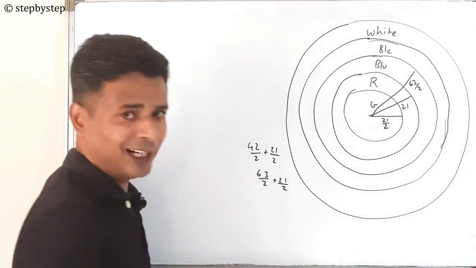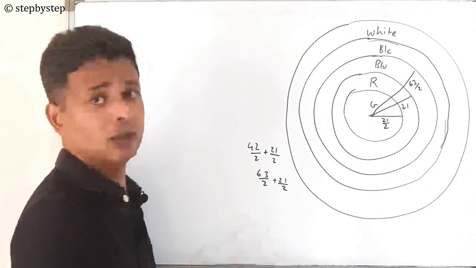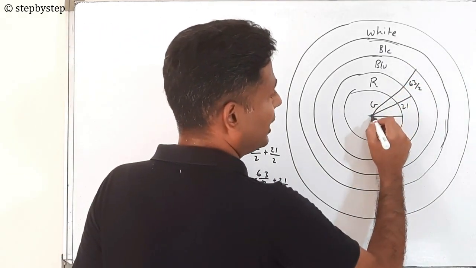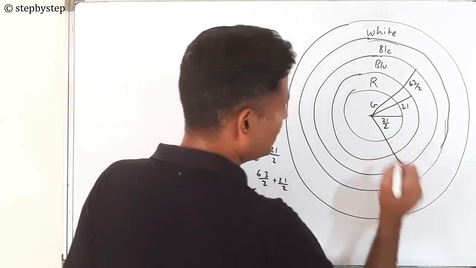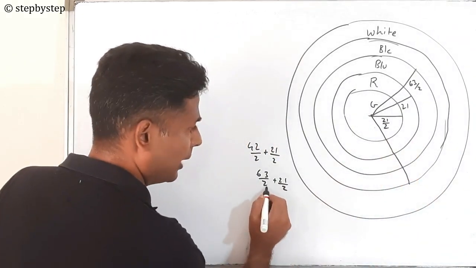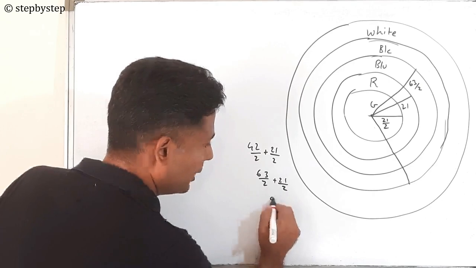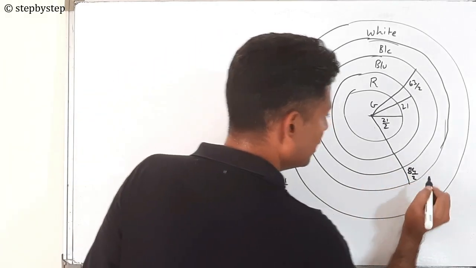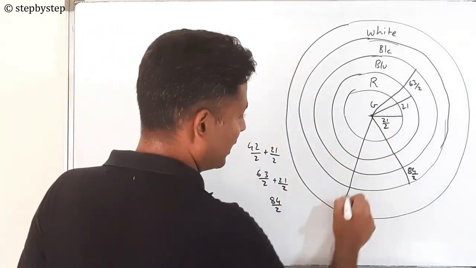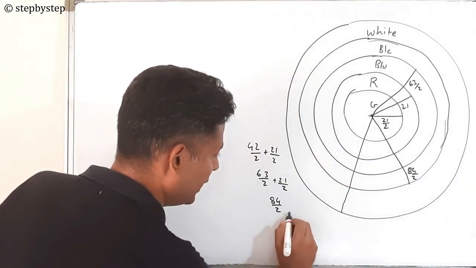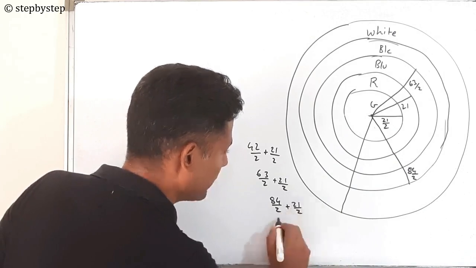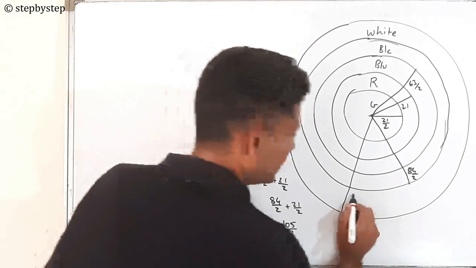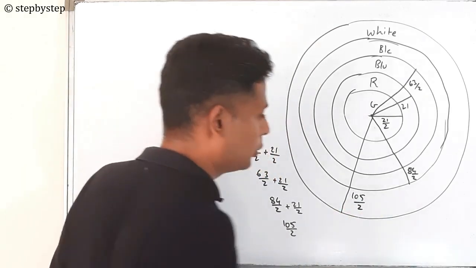Each band is 10.5 meter wide, which means 10.5 is nothing but 21/2. So for each one I am adding 21/2. So this band will be 63/2 plus 21/2, that is 84/2. So the radius of this is 84/2. And the last band, that white band, the radius will be 84/2 plus 21/2, that is 105/2. So this is 105/2.